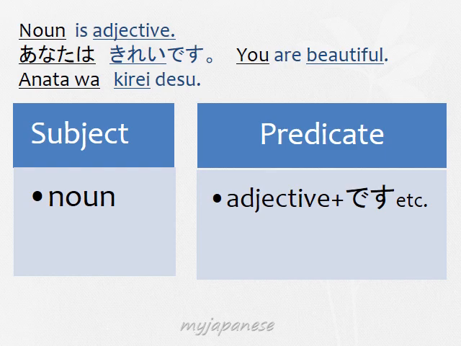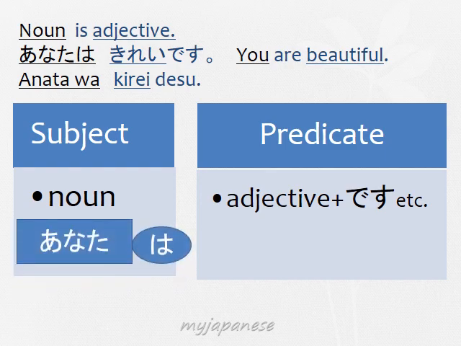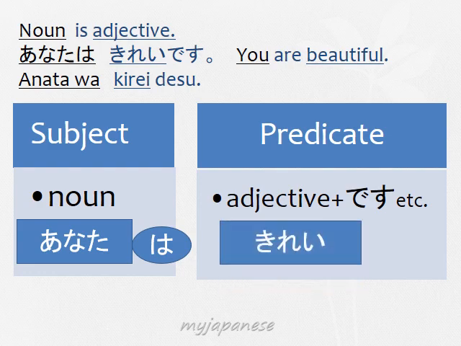Type 2. Adjective sentence. Noun is adjective. Used to express someone or something is like how. Example. あなたは綺麗です。You are beautiful. あなた You, noun plus particle は, subject part. 綺麗です。Adjective 綺麗 beautiful plus です, predicate part. This indicates the sentence is present, affirmative, in polite style. Okay?